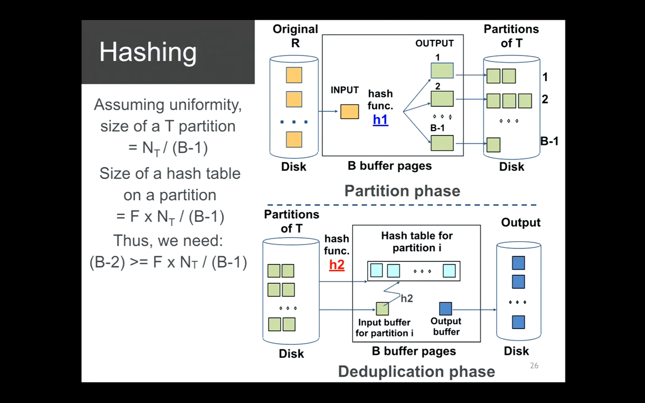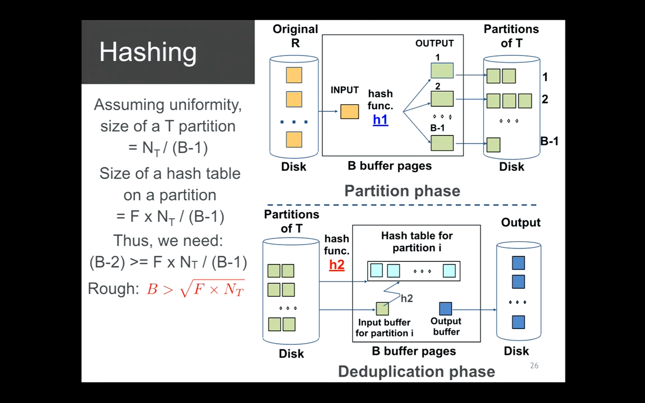And so the constraint for the deduplication phase to work is that B-2 should be greater than or equal to F times NT over B-1. These are the B-2 pages you're using for the hash table. You should have at least as many buffer pages for the hash table on this partition to fit in memory. That's how you get the calculation B-2 greater than or equal to F times NT over B-1 for this whole two-phase algorithm to work. Roughly, this becomes B greater than the square root of F times NT.